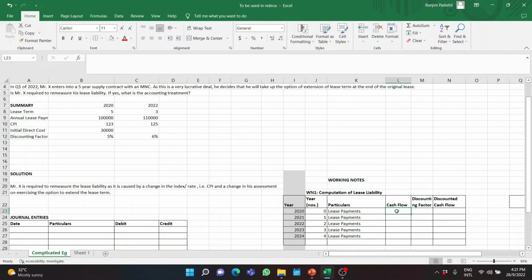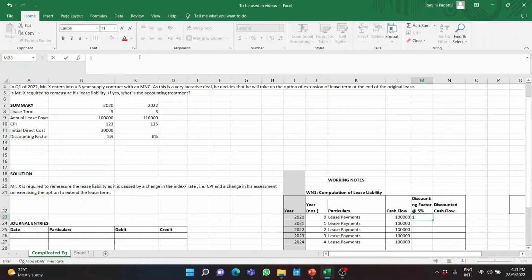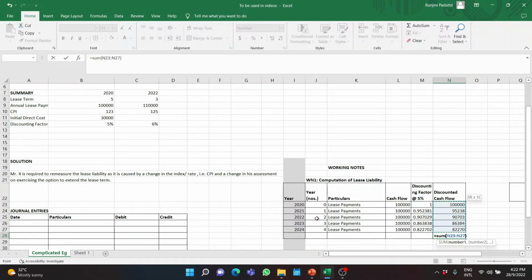The cash flow during the original lease term is 100,000. The discounting factor during the original lease term will be considered at 5%. The formula, as we know, is 1 divided by 1 plus the discounting factor raised to the power of the number of years. The discounted cash flow is cash flow multiplied by the discounting factor. So 454,595 is our lease liability, but please remember, this 100,000 is paid on the date of commencement of lease itself.